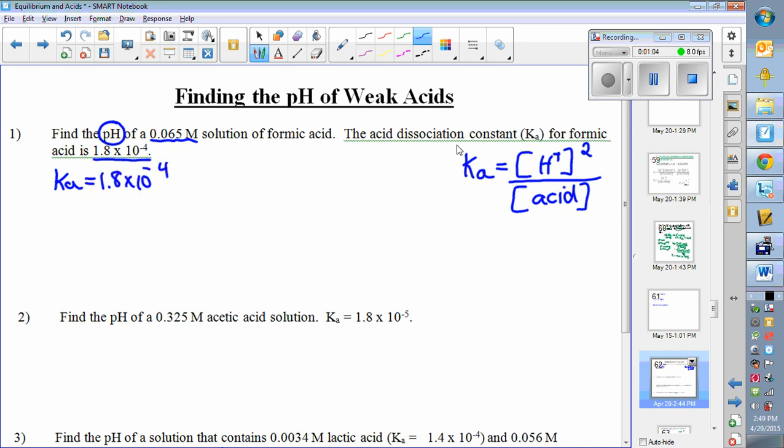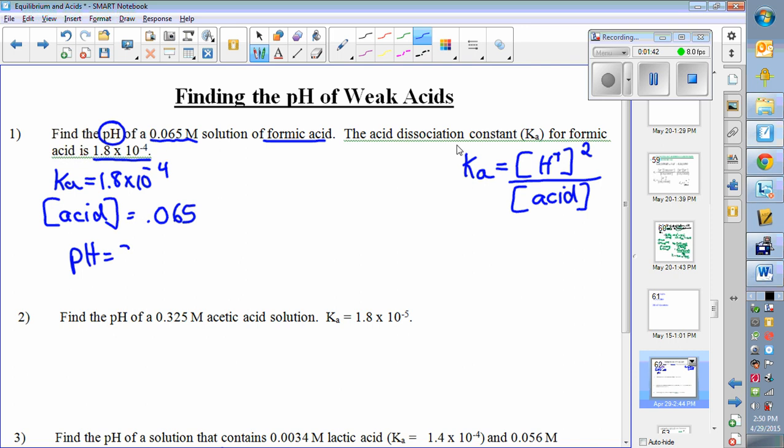What that means is we cannot assume that the concentration of formic acid is equal to the concentration of H+. That is not true because it's a weak acid and it does not follow stoichiometry. If it's not going to be 100%, we can't make that assumption. What we do know is that the Ka is 1.8 times 10 to the minus 4, and the concentration of the acid itself is 0.065 moles per liter, and we're trying to calculate the pH.